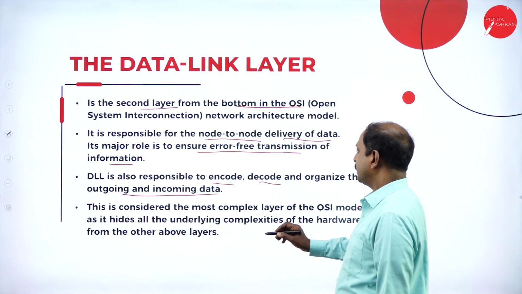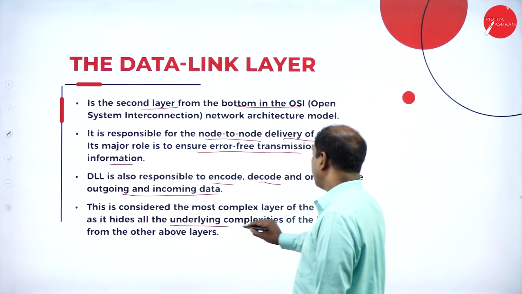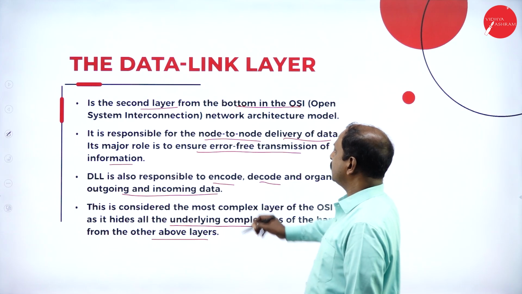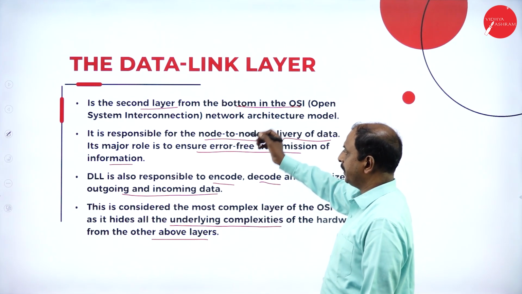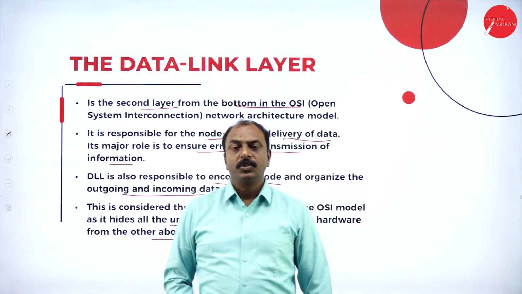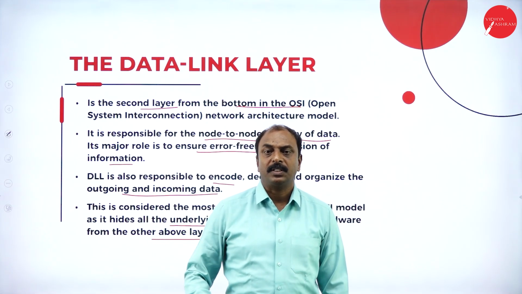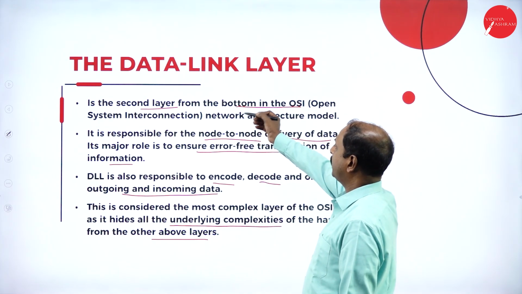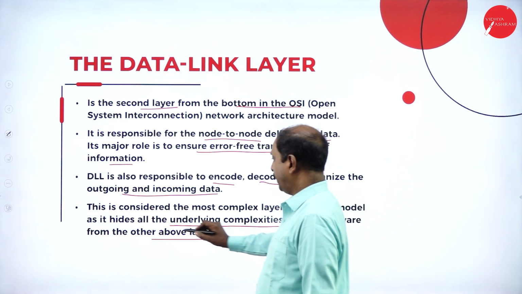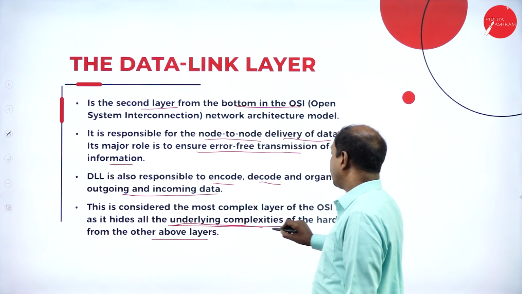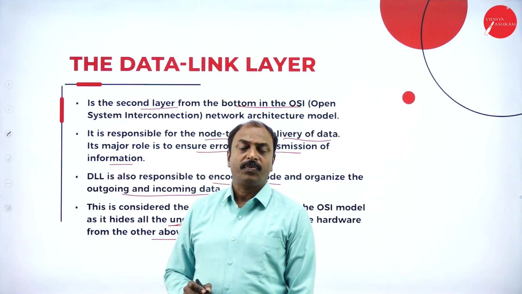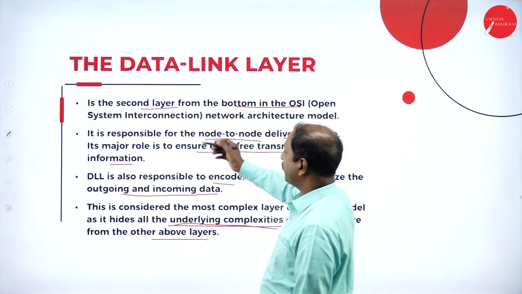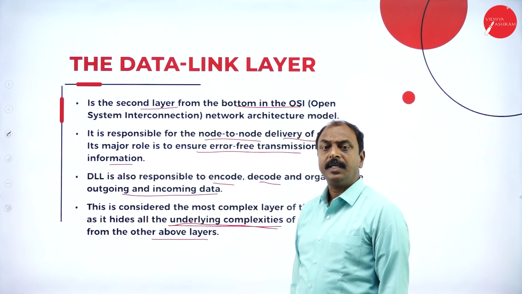Next, it also hides all the underlying complexities of the hardware from the layers above. From the bottom, this is the second layer. The first layer is the physical layer, which connects the two systems physically. But next we have the data link layer, which hides all the underlying complexities of the connectivity in the network, from the host to the destination. These are the different responsibilities of the data link layer in the OSI reference model.